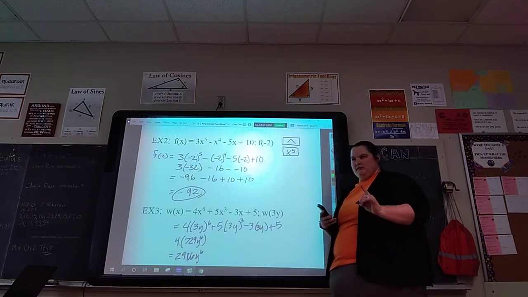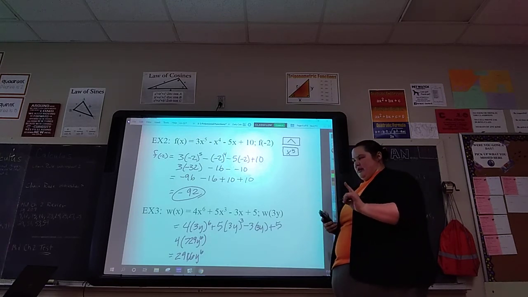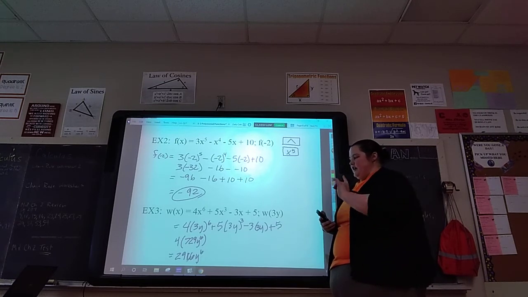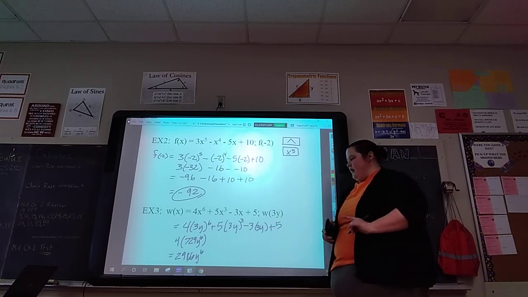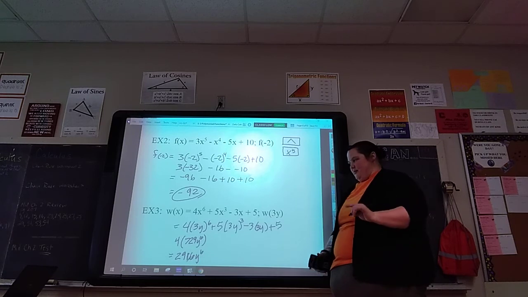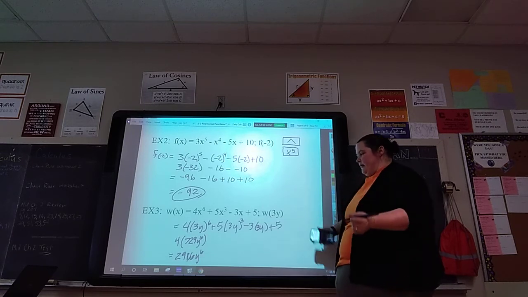That makes sense. So I did 3 to the 6th power and y to the 6th power. Then I took that number times 4. Okay? But y still is to the 6th power, because it has to stay in the 6th power because we don't know what y is.